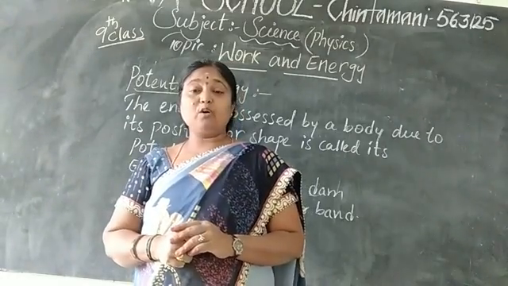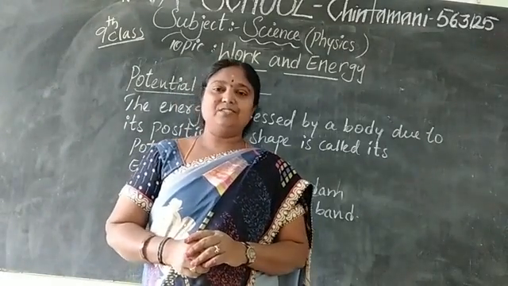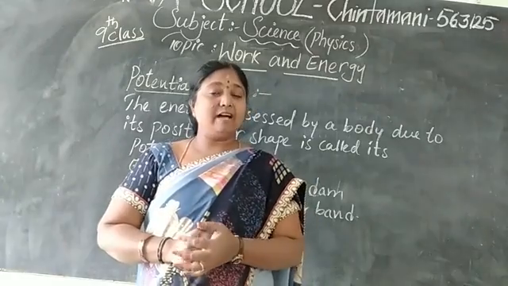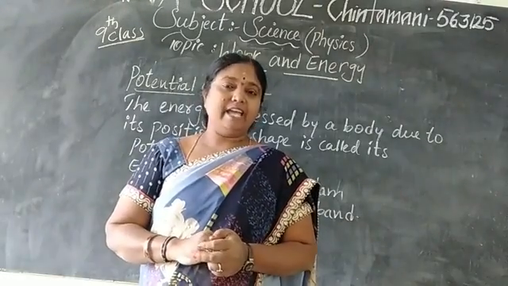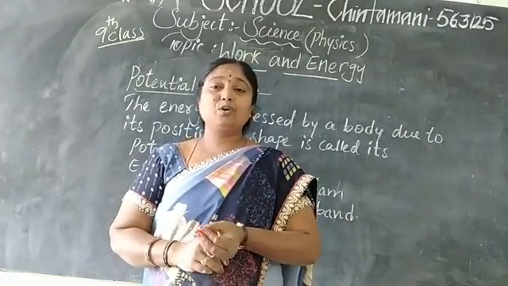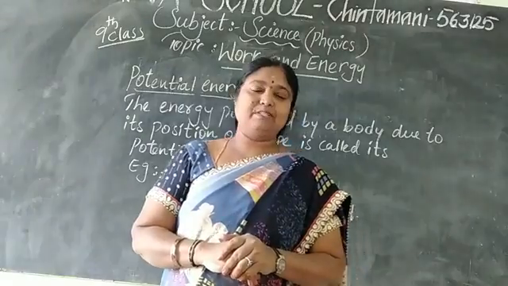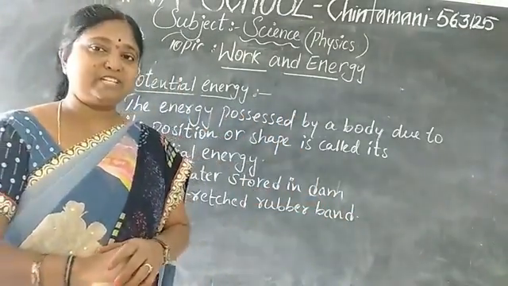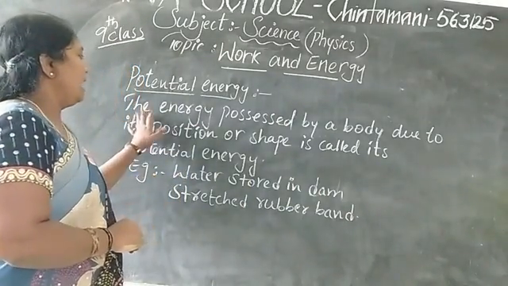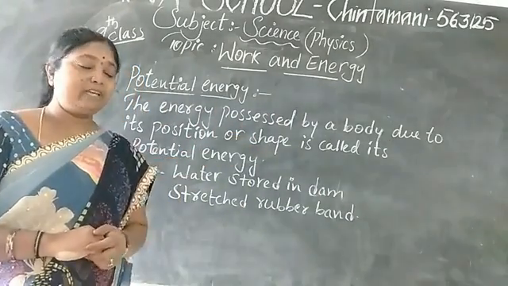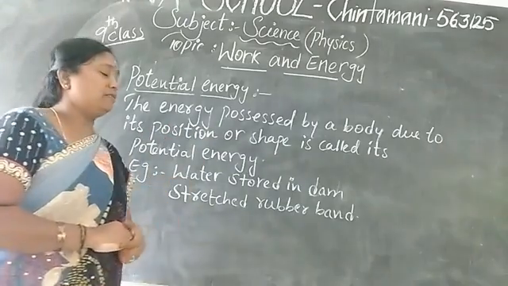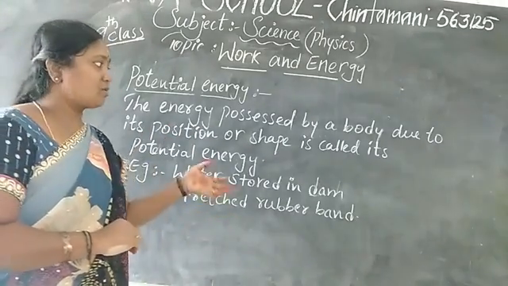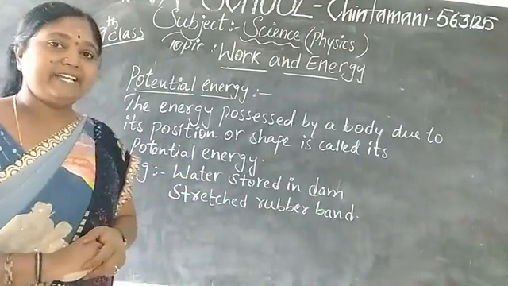What's the topic we're on? Work and energy. In the last class, we learned about the kinetic energy formula and also saw a few examples. In today's class, let's learn what we mean by potential energy. The energy possessed by a body due to its position or shape is called its potential energy.